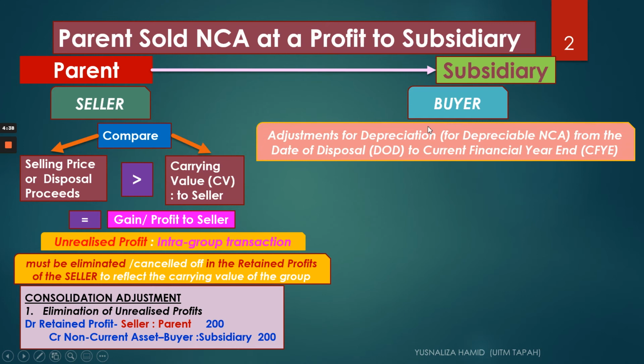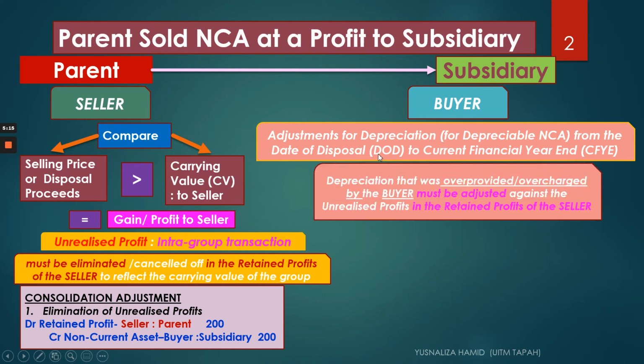In the buyer's books, depreciation has been charged from the date they purchased the PPE, or non-current asset, from the seller. So adjustment for depreciation is also needed here. If you adjust for the retained profit, you also need to adjust for the depreciation, which relates from the date of disposal to the current financial year end for the depreciable non-current asset that was disposed. We need to make an adjustment, as the depreciation of the buyer has been over-provided. Why has it been over-provided? Because it was sold at a profit.